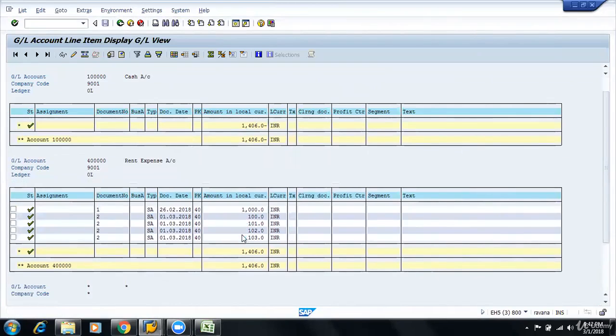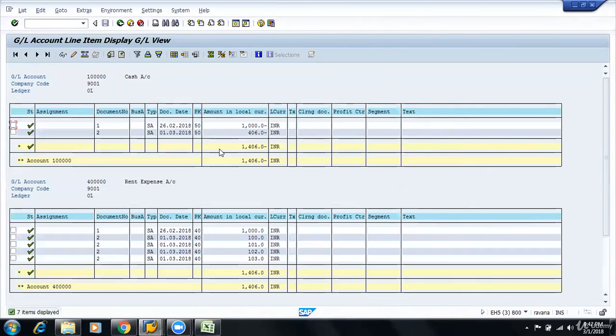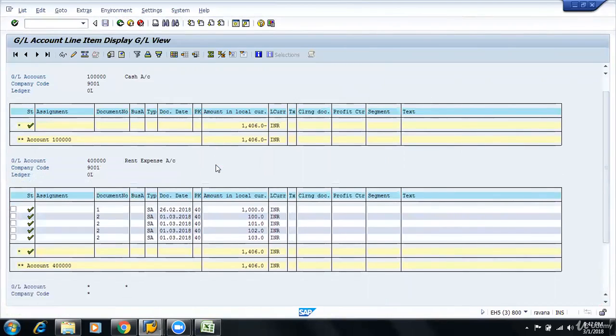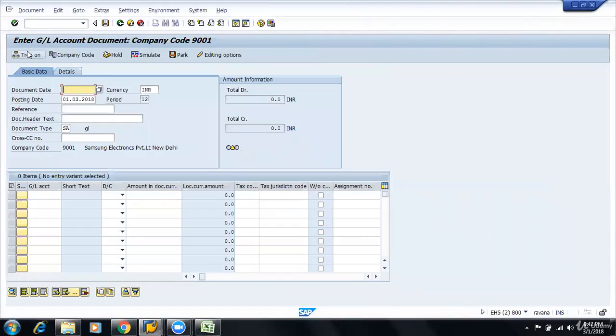No, you don't find that. Got my point? That does not impact your books of accounts. All right. So let me post that held document. How do I go there?